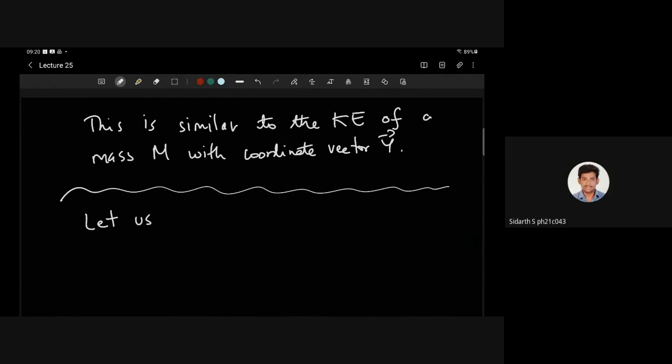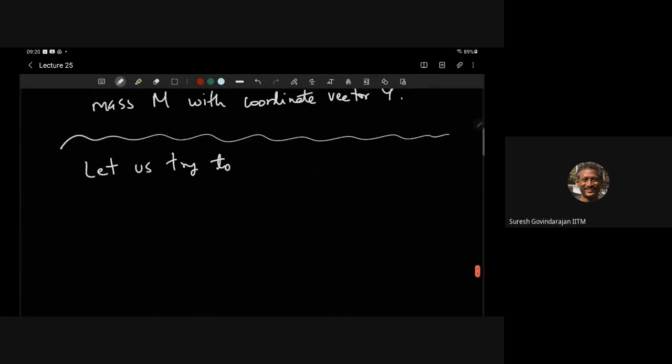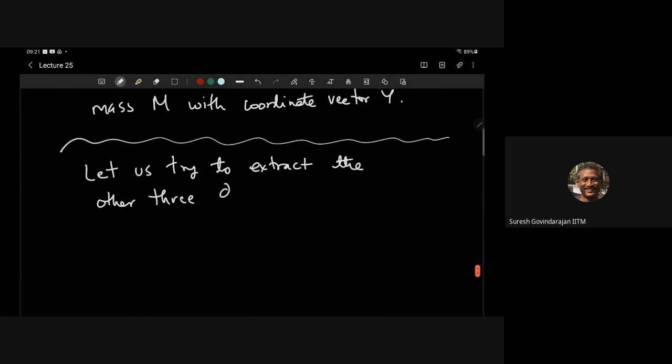Okay. So at this point, it looks like 3n minus 3 degrees of freedom, but that's not correct. There should be only 3 coming from that, because the y's satisfy this constraint. Summation MAYA is 0, that's 3 constraints. There are 3n numbers, so 3n minus 3. So, okay, now let us try to extract the other 3 degrees of freedom from the y's. Okay, so that's what I want to do.